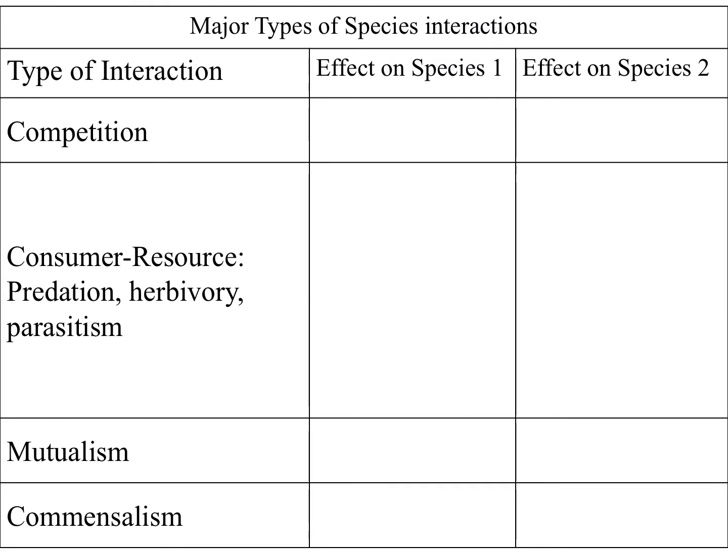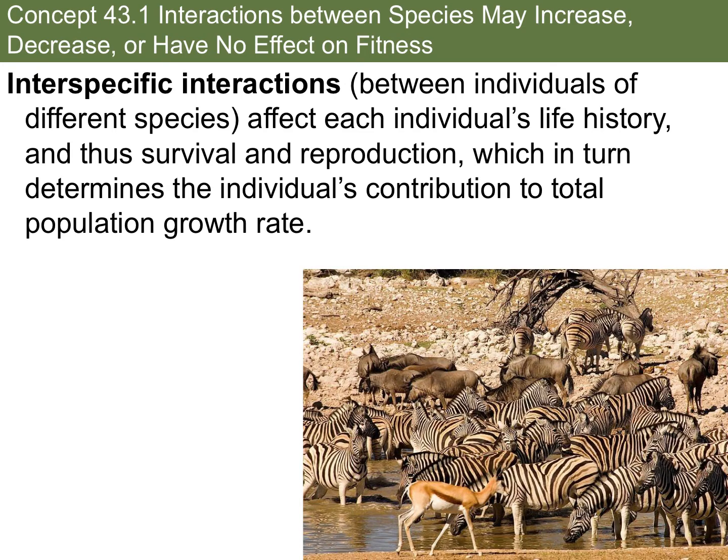All right, so the last thing we're going to do is go through the types of interactions, and we're going to go through these very quickly because many of these you have probably seen before in Biology 1. So for each of these interactions, we're going to talk about what it is, how it affects species 1, how it affects species 2, and then some important things to remember. So the first one we're going to do is competition.